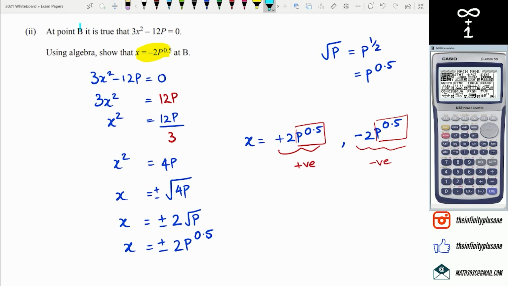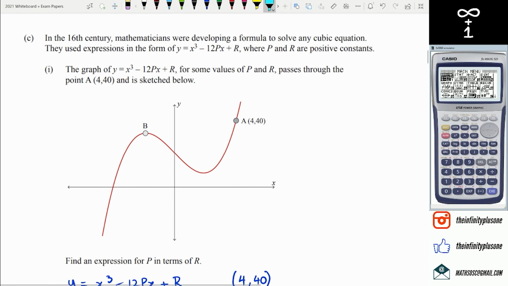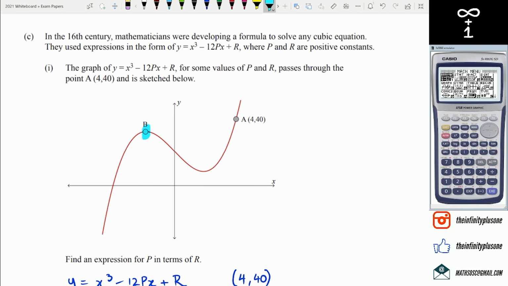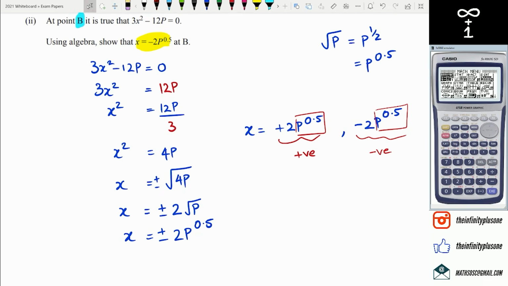But we are only focused on point B. So if I go back to my original diagram, you can see that B is here. And when B is there, x has to be a negative value. It can't be a positive value. So we're going to go back here and write a little statement and say that point B has a negative x value. Therefore, x is equal to minus 2p to the power of 0.5.